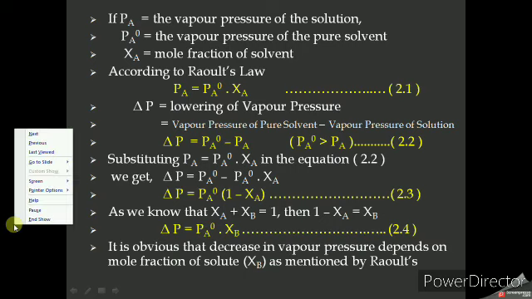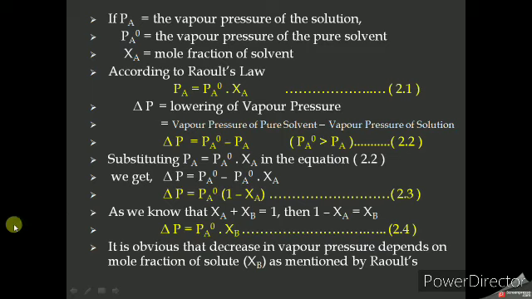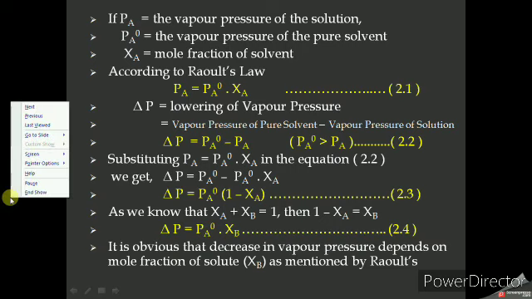Initially, the vapor pressure of the pure solvent is Pa0, while Xa is the mole fraction of the solvent molecules. So according to Raoult's law, Pa, the vapor pressure of the solution, is equal to the product of the vapor pressure of the pure solvent multiplied by the mole fraction of the solvent, and this was represented by equation 2.1. What is the change in vapor pressure?